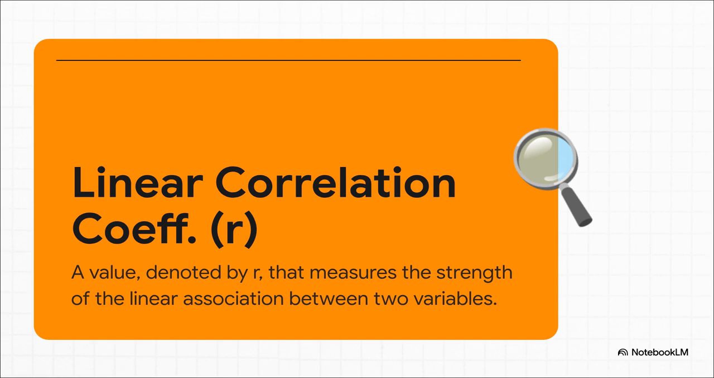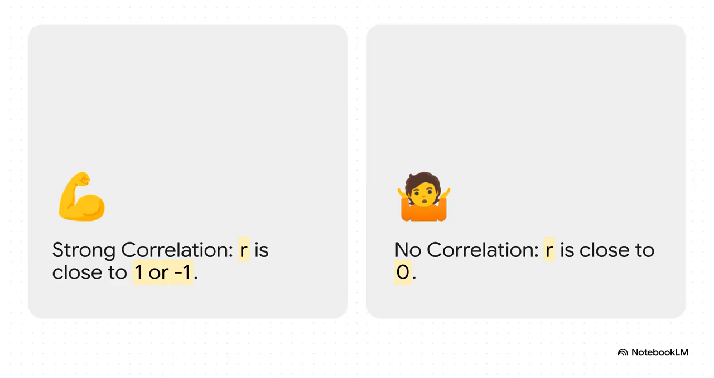You can think of R as a report card grade for the relationship. It gives it a score on its strength, and it also tells you the direction. Is it positive with both going up, or negative with one going up as the other goes down? So here's the key takeaway for R. Its value is always somewhere between -1 and +1. The closer your R value is to either 1 or -1, the stronger the connection is. But if that R value is hovering down close to 0, well, that's the number's way of telling you there's pretty much no straight line relationship to see here.